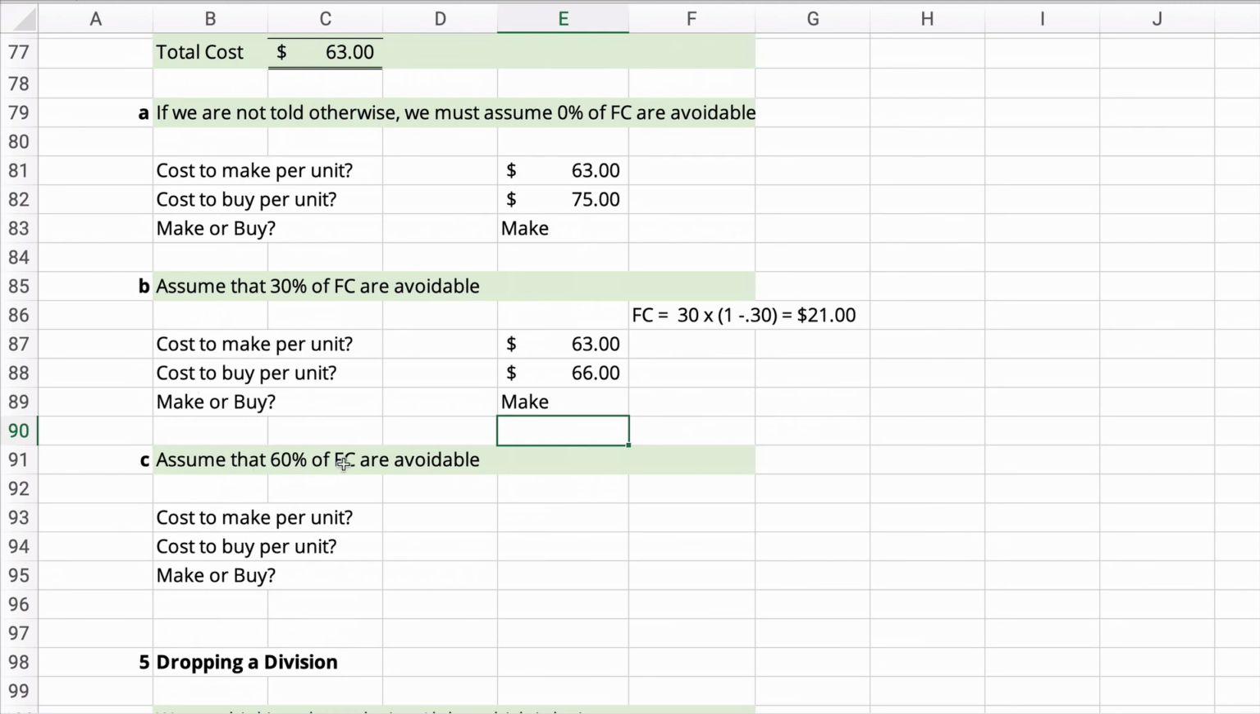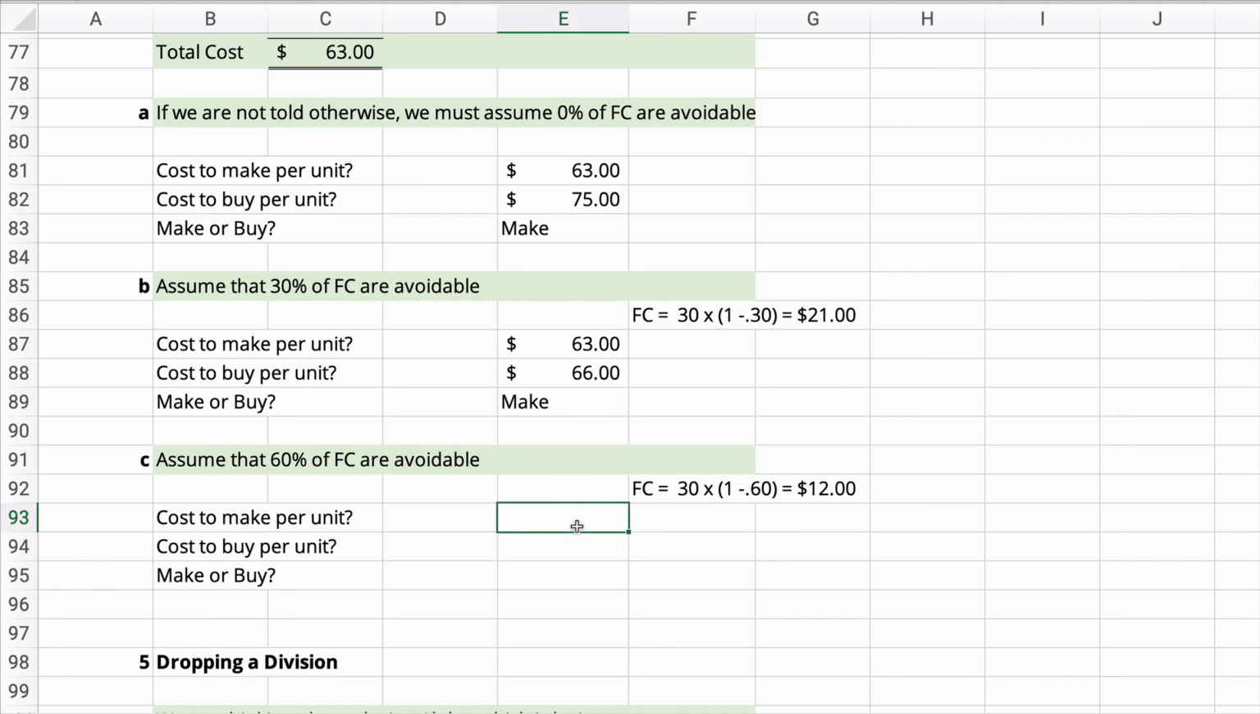Let's assume that 60% of the fixed costs are avoidable. So to calculate fixed costs per unit, we take $30 times 1 minus the 60%. We're going to be left with the 40%. So 30 times 40%, instead of being 21, it's going to be 12. So our fixed cost will be $12 per unit.